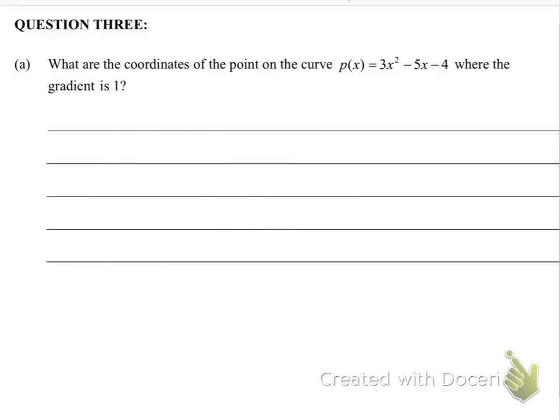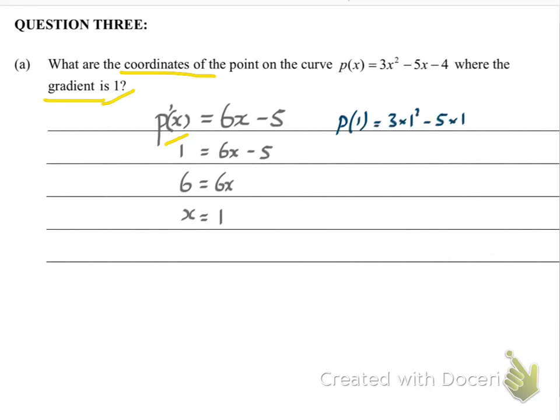Question 3. We ask for the coordinates where the gradient is 1. The keyword is gradient. That means we have to differentiate. We're going to put the gradient as 1, so we substitute 1 for the derivative. Solve that equation. We find that x also equals 1 in this case. Put 1 into the equation to find out what the gradient is to get the coordinate.